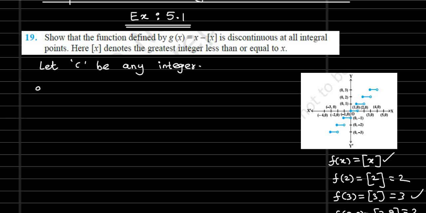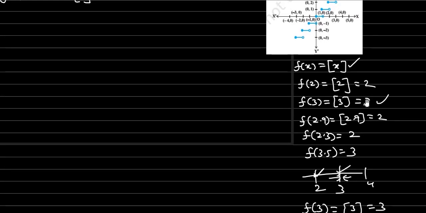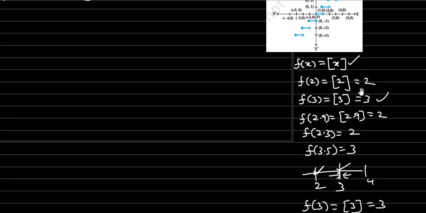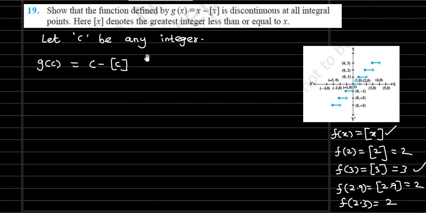Now g of c. That means in place of x I am going to replace c. So c minus greatest integer of c. Since c is an integer, whenever we take the greatest integer of an integer, we get the same exact value. So greatest integer of 3 is 3, greatest integer of 2 is 2. So greatest integer of c is going to be c only, since it's an integer. Okay, so c minus c, which is 0.